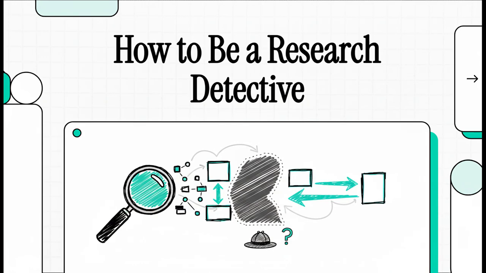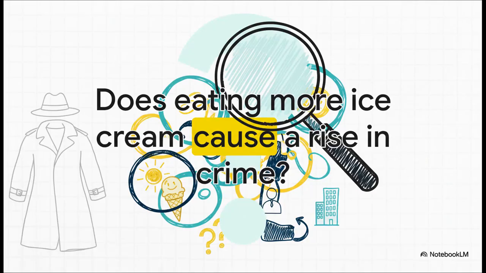Today, we're going to put on our detective hats. We're going to investigate how researchers figure out if one thing truly causes another, or if there's something else going on behind the scenes. So, let's start with a classic crime scene. We see two things happening at the same time.